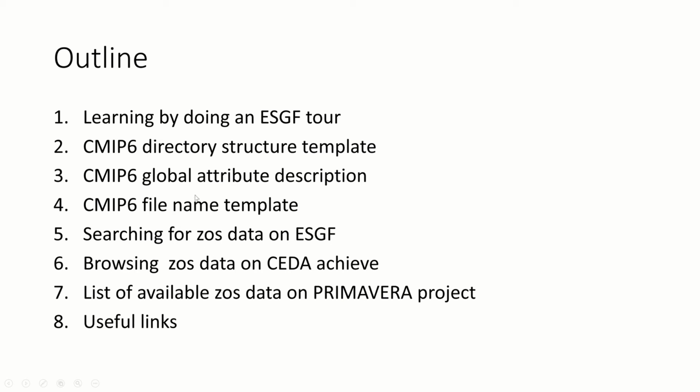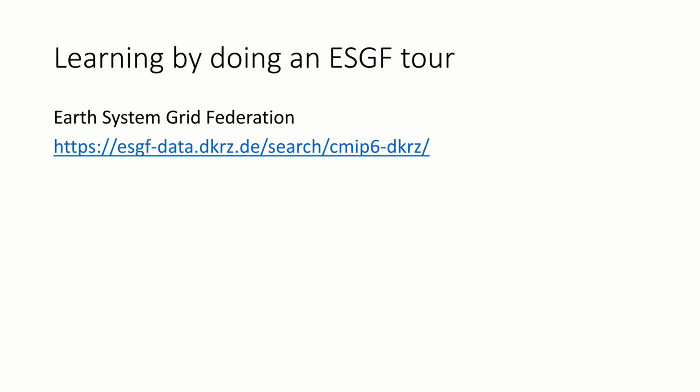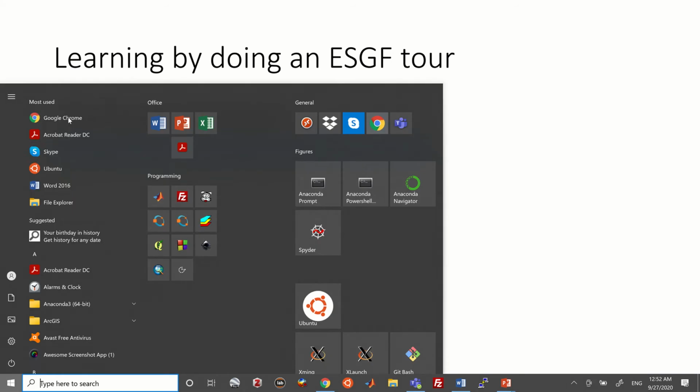So ZOS, that's the abbreviation for the standard name for sea surface height above geoid. And then we will learn how to browse this data and how to list on the CEDA archive and how to browse this data on the PRIMAVERA project. Then I'll present some useful links for topics that I covered.